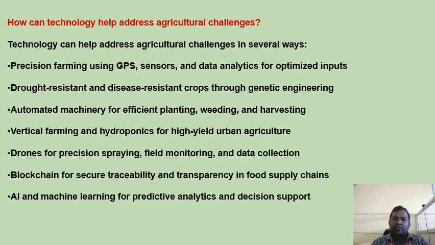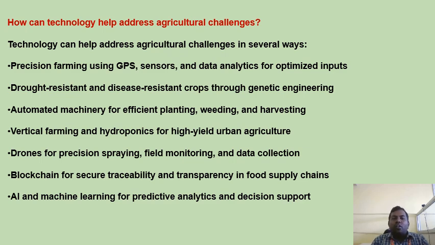Precision farming using GPS, sensors, and data analytics for optimized inputs. Crop-tolerant and disease-tolerant crops through genetic engineering. Precision farming involves advanced technologies like GPS, various types of sensors, and data analytics for optimized inputs. This may provide a better farming process. Also, by using the latest genetic engineering technologies, we can prepare resistant and disease-tolerant crops.